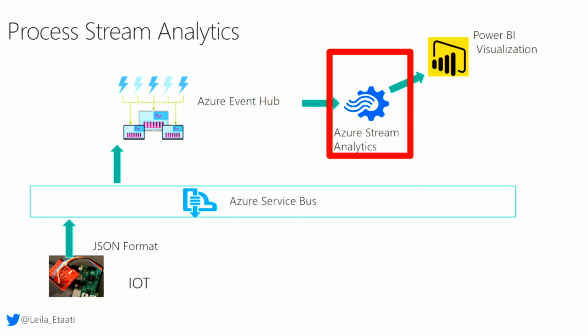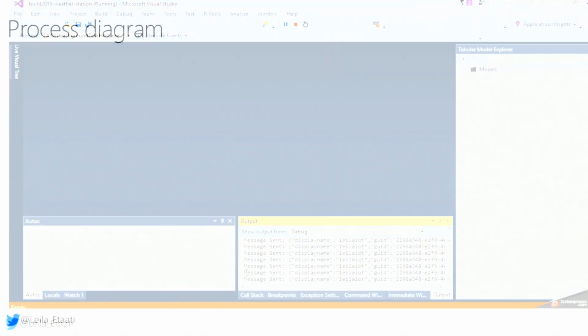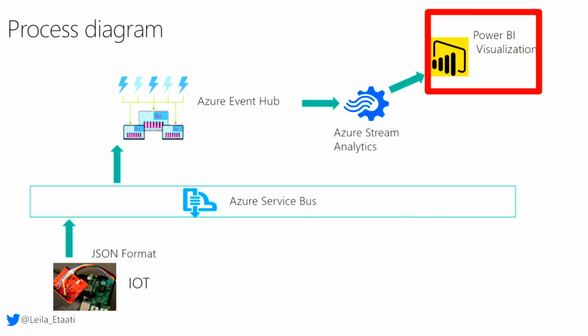So what I've done till now: I'm sending the data in JSON format to the Event Hub, then from Event Hub to Stream Analytics, and now we are going to send the data from Stream Analytics to Power BI. The process is the same, so you can send data to Power BI or Azure ML.